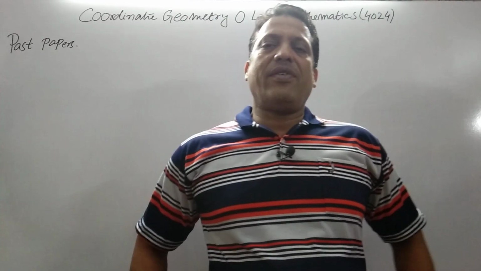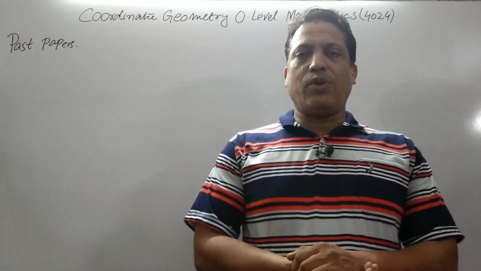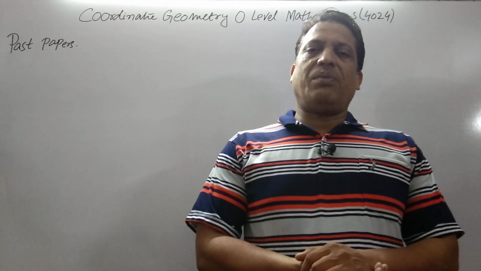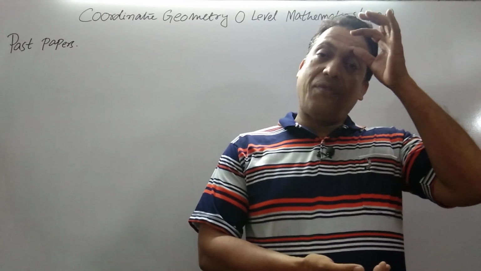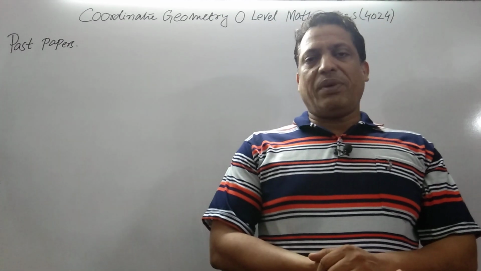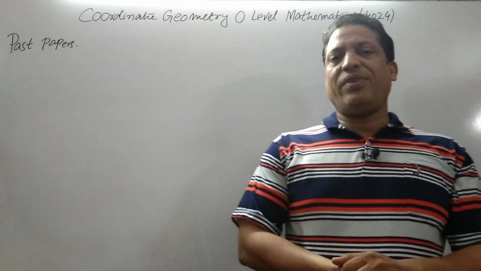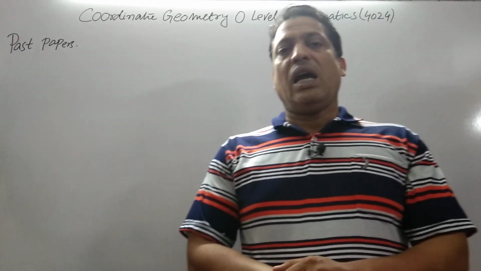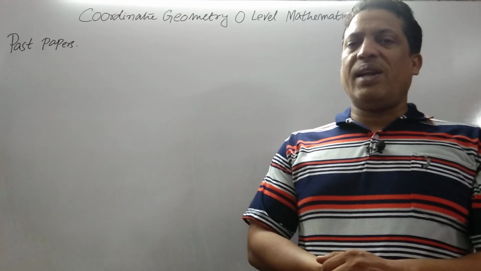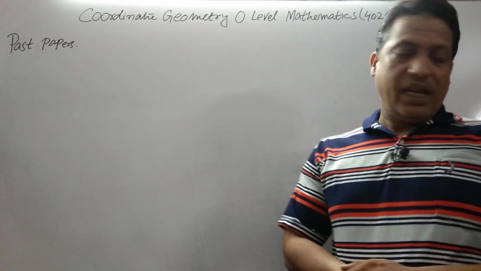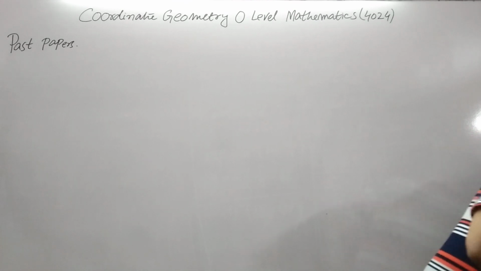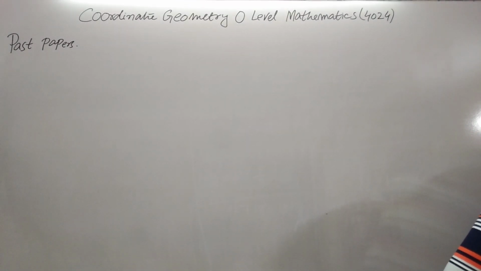In last lecture we finished chapter number 6, book 3, and the name of the chapter was coordinate geometry. After finishing chapter number 6, we are going to start past papers which are related to coordinate geometry. Let's have a look. Question number 1.